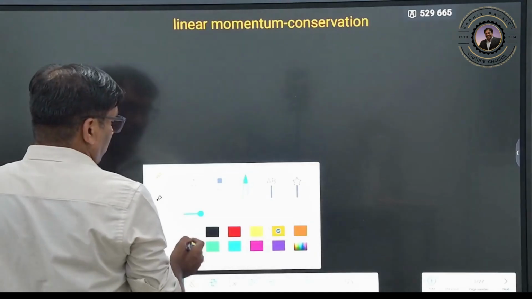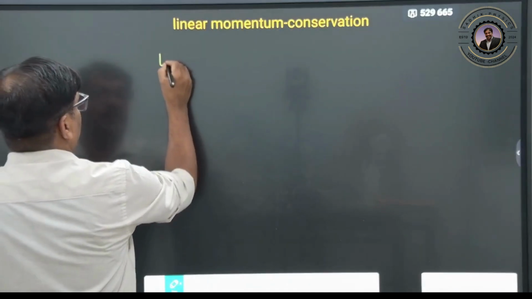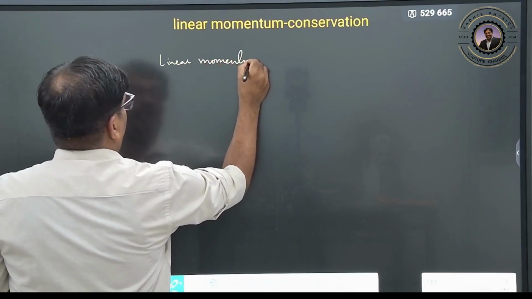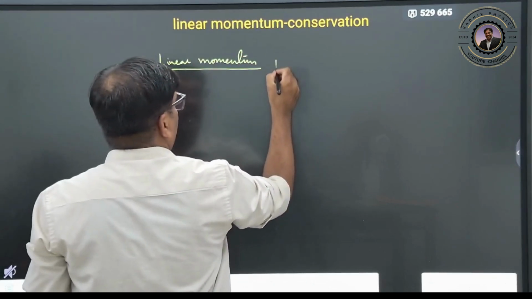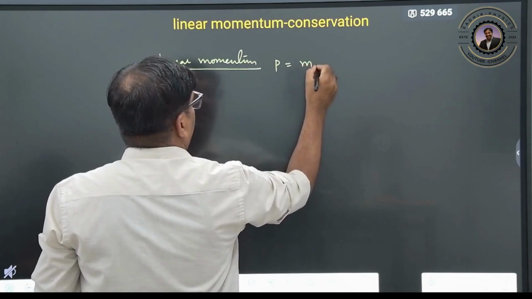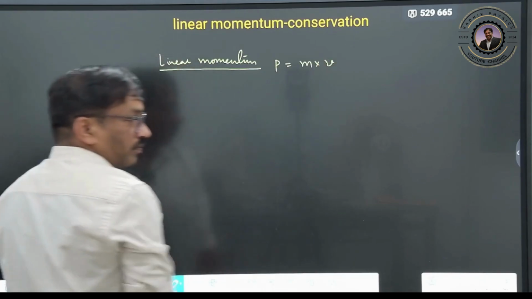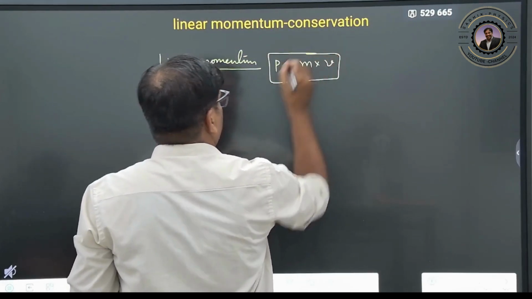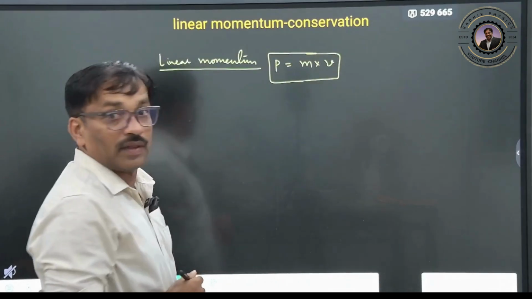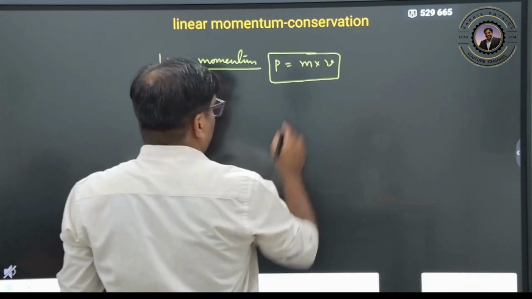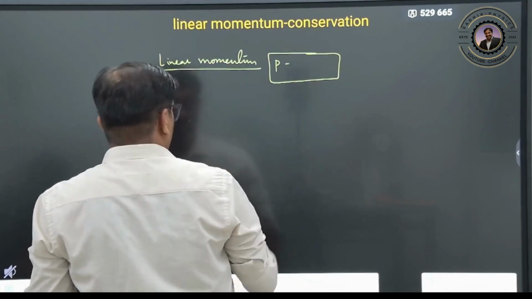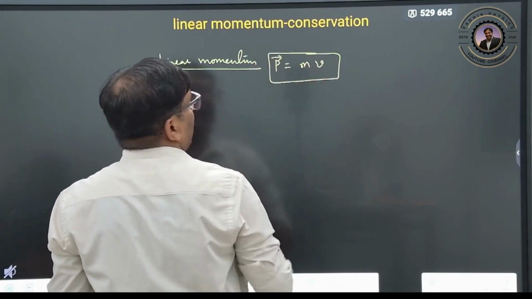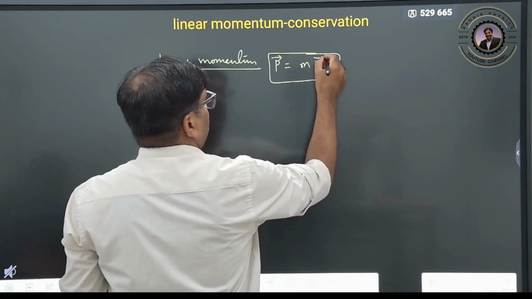Therefore linear momentum can be defined, denoted as P, as mass into velocity. Is it a vector quantity or scalar quantity? Linear momentum is a vector quantity. Momentum is equal to mass into velocity, so the momentum direction is along the velocity direction.